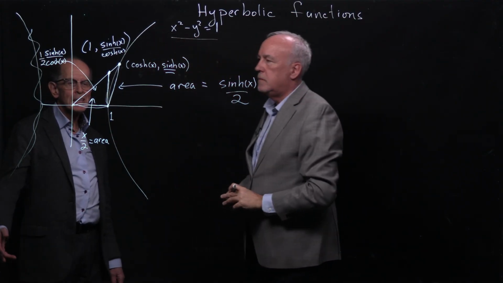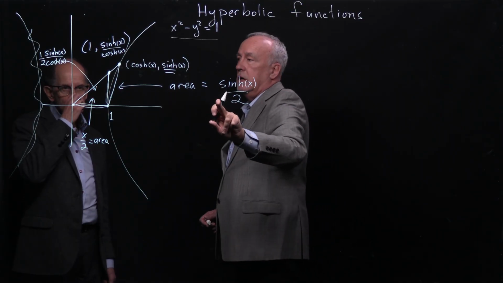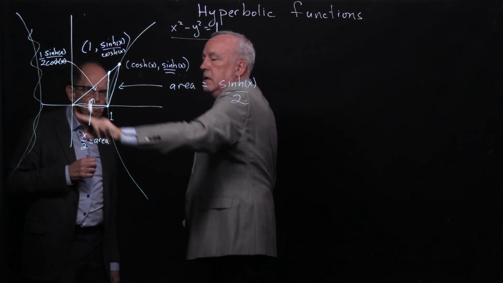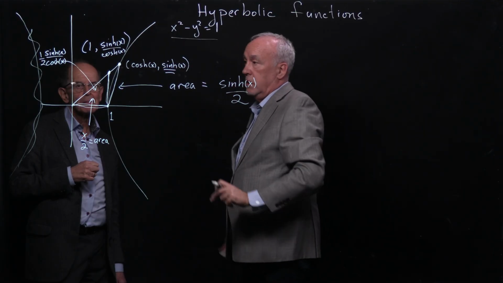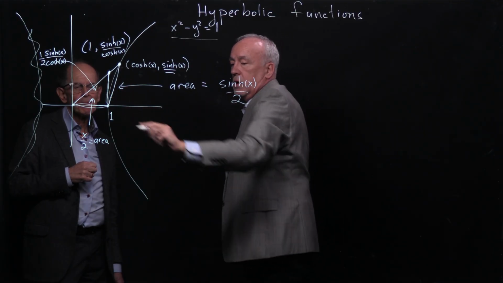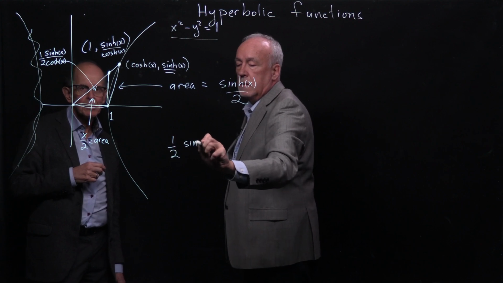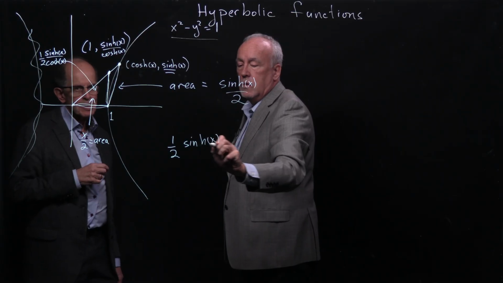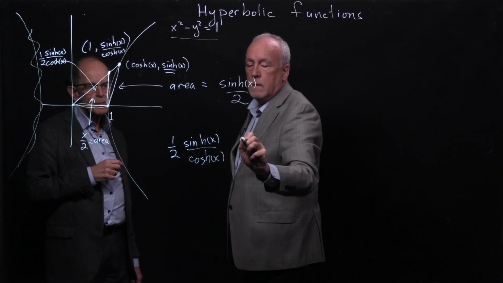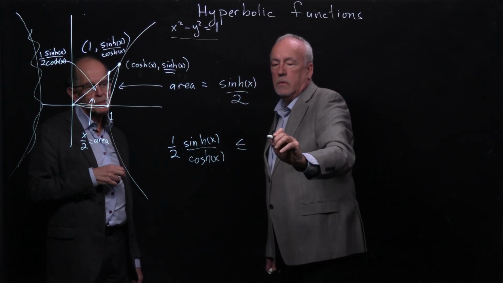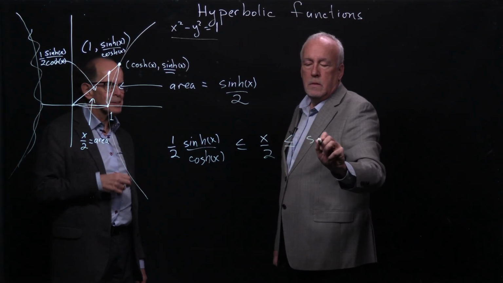Yeah, that's great. Now the big triangle. We got the big triangle. Its area is here. This is the small triangle, and this guy's in between. Okay, so we're all good. So let's write an inequality. The small guy is this guy: a half sinh x over cosh x. And that's less than x over 2, the area of the sector. And that's less than the big triangle.